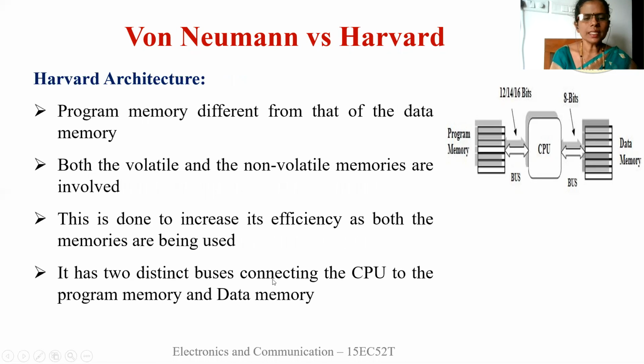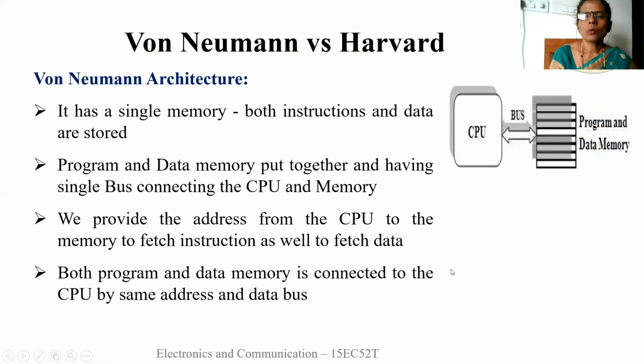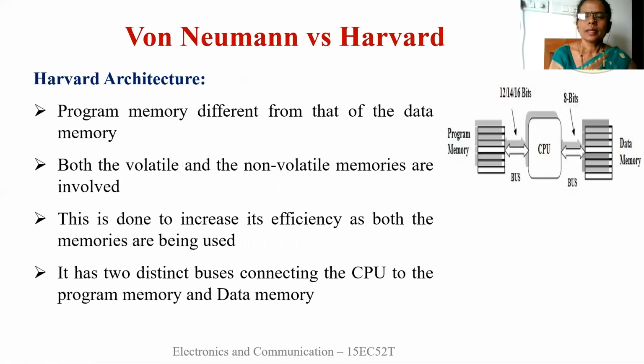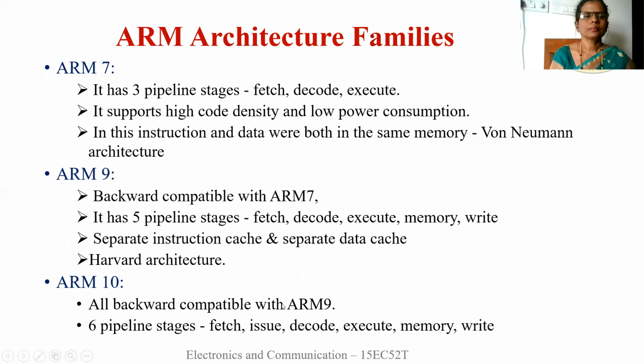It has two distinct buses connected to the CPU. In the previous case, only one bus is used to access both the data and the program. Here two buses are used, one to access the program memory and one to access the data memory.